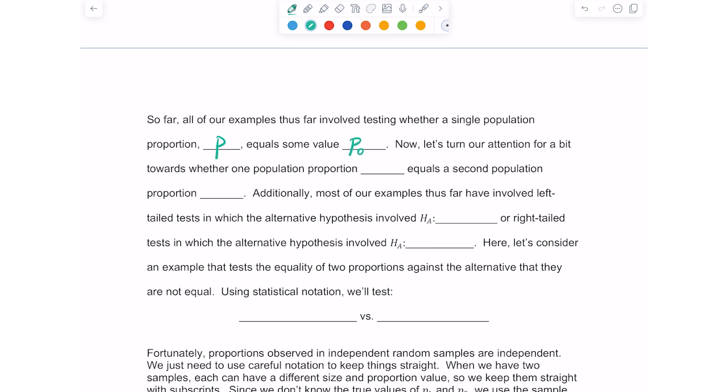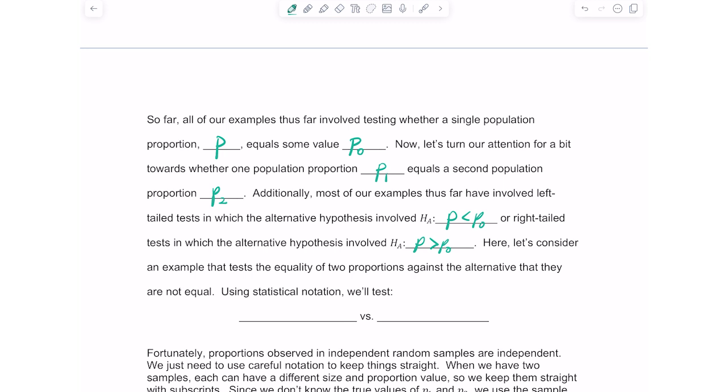Now we're going to turn our attention for a bit towards whether one population proportion, we'll call it p1, equals the second population proportion, p2. The subscripts, the 1 and the 2, just differentiate the two different populations. Additionally, most of our examples thus far have involved left-tailed tests, in which the alternative hypothesis involved p being less than p0, or right-tailed tests, in which the alternative hypothesis involved p being greater than p0. Here we're going to consider an example that tests the equality of two proportions against the alternative that they are not equal. So we're going to have a two-tailed test.